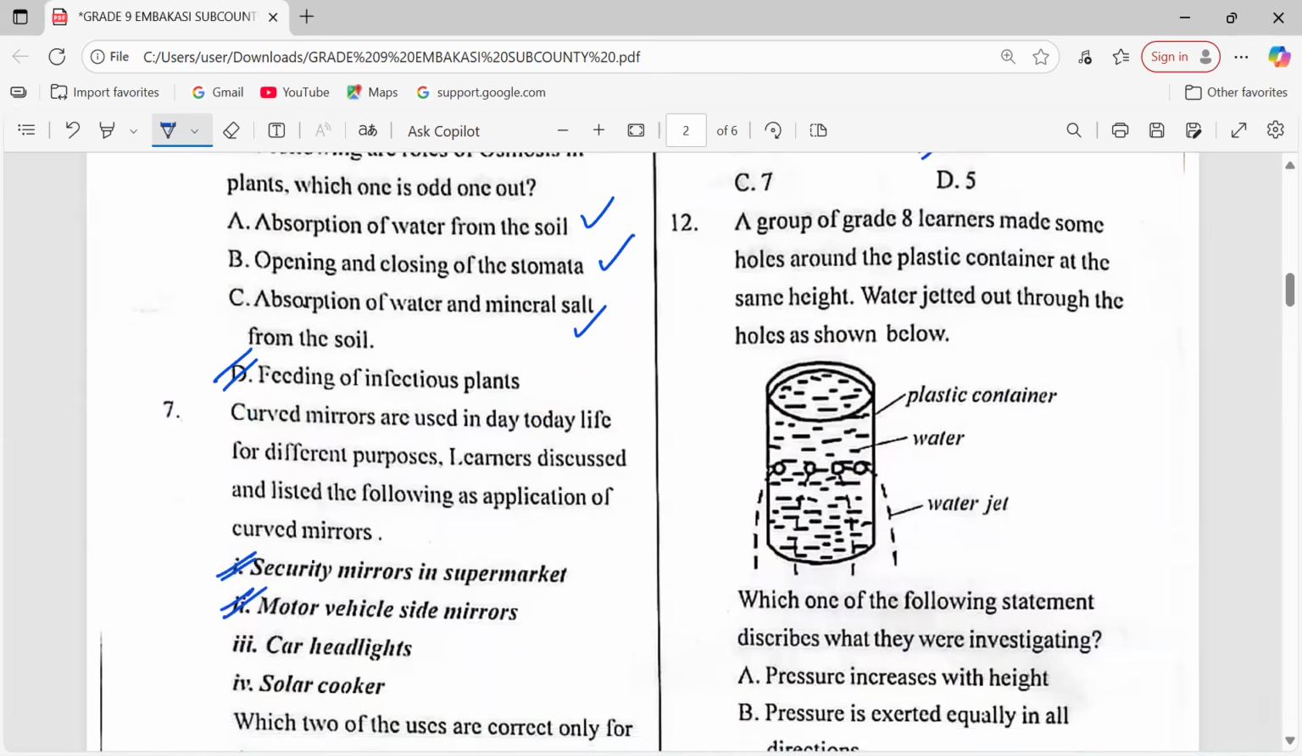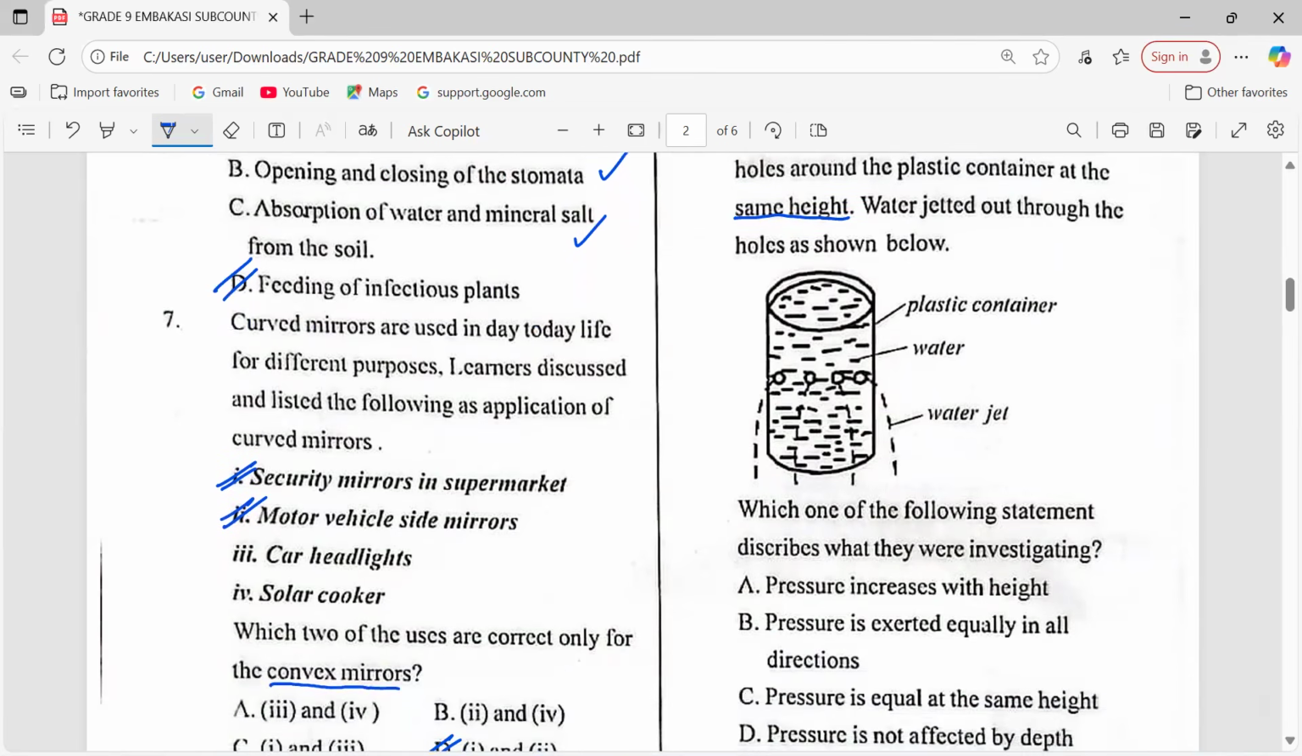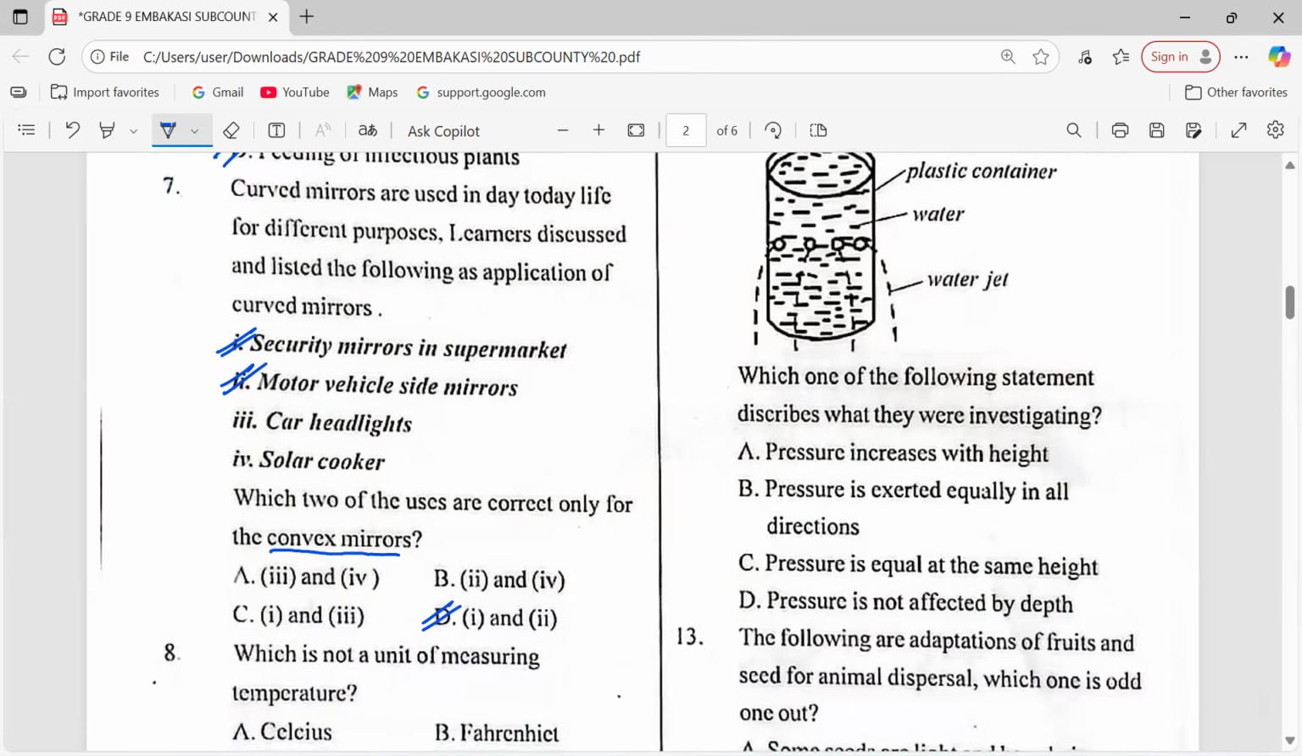Number 12. A group of grade 8 learners made some holes around the plastic container at the same height. Mark the words same height. Water jetted out through the holes as shown. Just as you can see from the plastic container, water jetting out. Which one of the following statements describes what they were investigating?